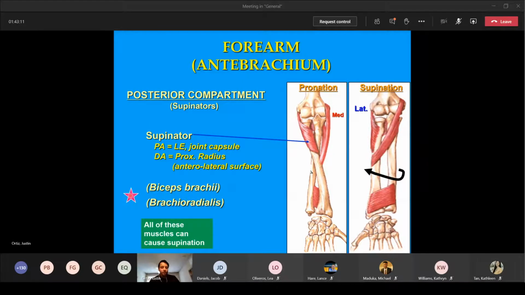It's also important to note that the biceps brachii and the brachioradialis also supinate. If you remember from the last couple of lectures, the biceps brachii attaches to the radial tuberosity of the radius, right? So your biceps brachii attaches to your radius. If we remember, our radius moves. So since our radius moves, think about it: if you pronate your hand, that means your radius is going over your ulna. You follow, right?